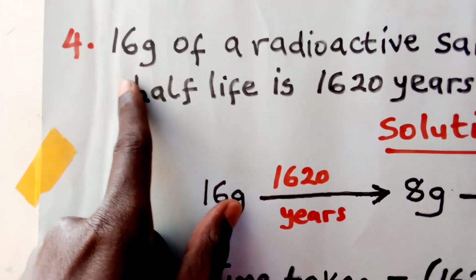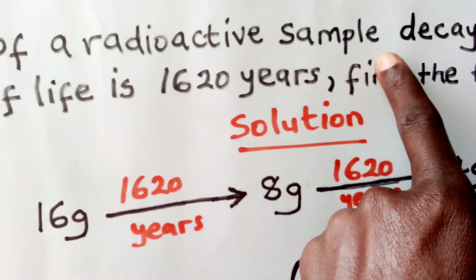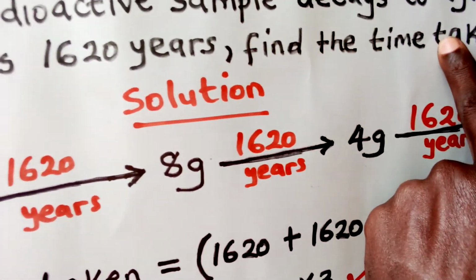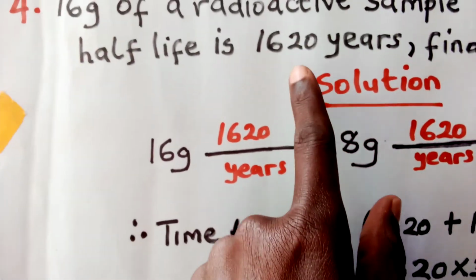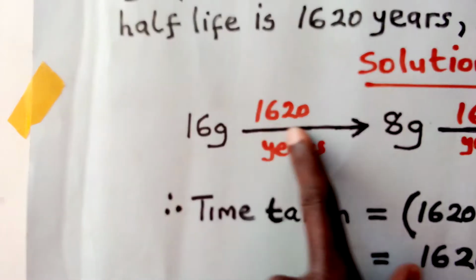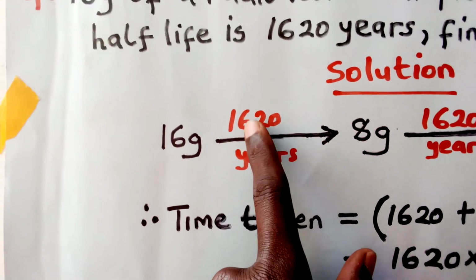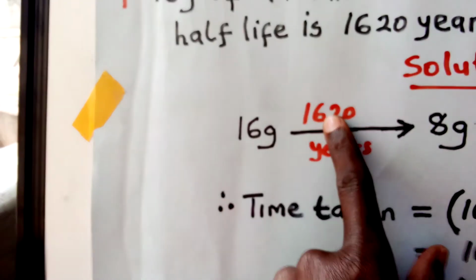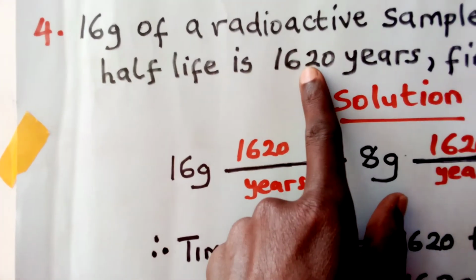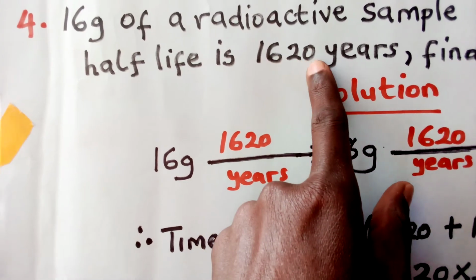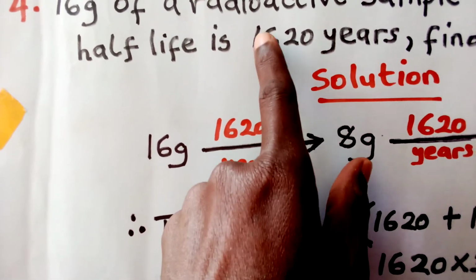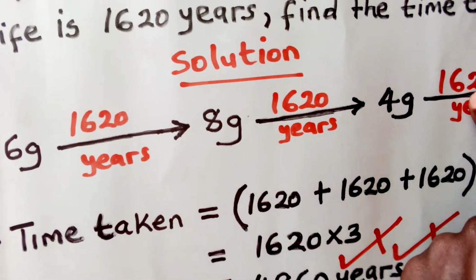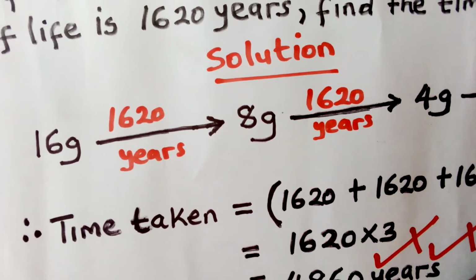Let's go back to the question. 16 grams of a radioactive sample decays to 2 grams. You see? So you don't need to go beyond what? 2 grams. Okay? But we are given the half-life. So what do you do? Instead of writing n here, we only write n when the half-life is not known. But if it is known, you write the figure. Our half-life is given as 1,620. So you write it here, 1,620 years. You write it here, you write it there. How many half-lives are those? There are 3 of them.